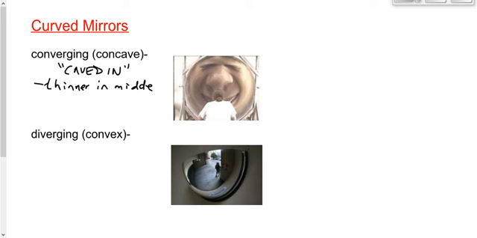If you were to take a spoon out of the dishwasher and go to put it back in the drawer, and you look at the front side of it, the part that you actually scoop up soup with, that would be concave: caved in, thinner in the middle. As opposed to the back of the spoon, the bulged out side that you definitely wouldn't try to eat soup with, that's known as the convex side. We'll say this is the bulged out side, or thicker in the middle.